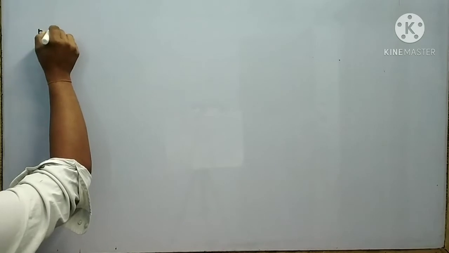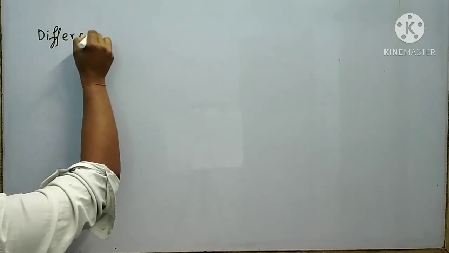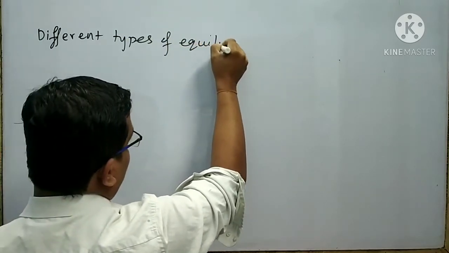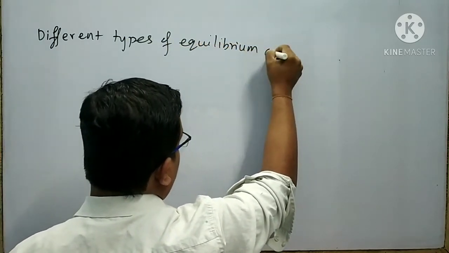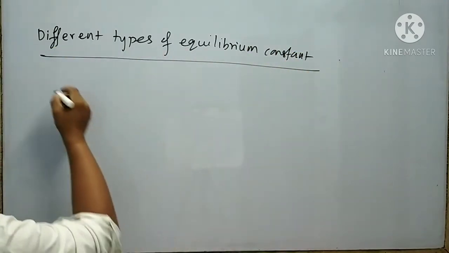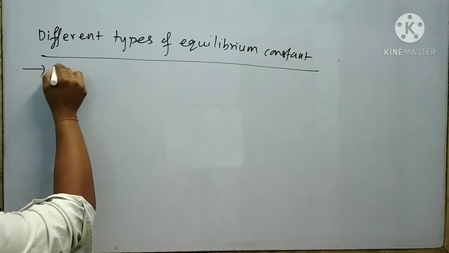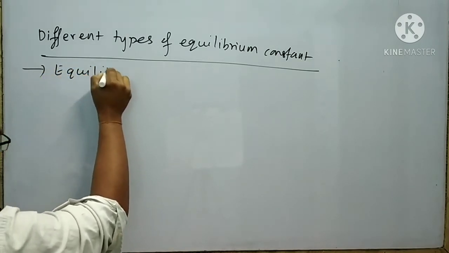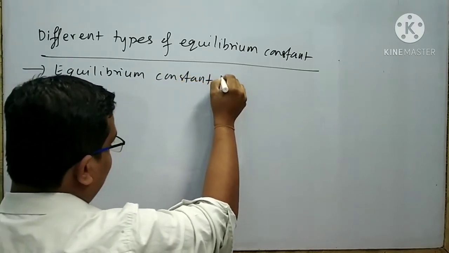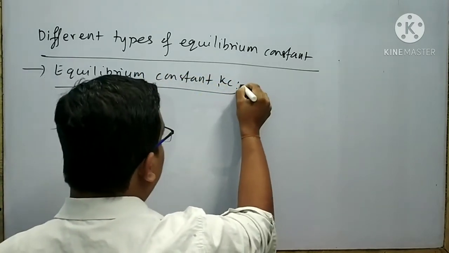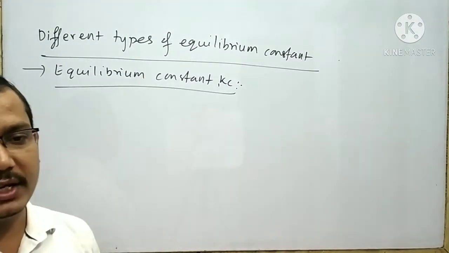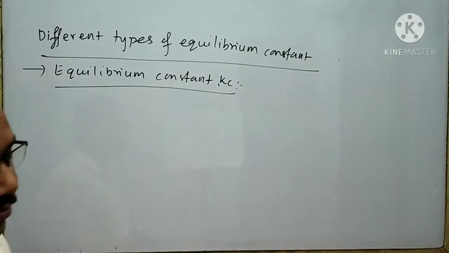Next I want to explain the different types of equilibrium constant. At first I want to explain the equilibrium constant Kc. What is the meaning of Kc? What is the mathematical expression for Kc for a reversible reaction?